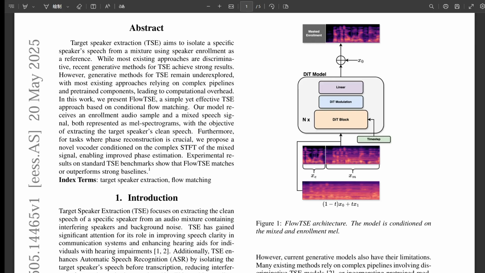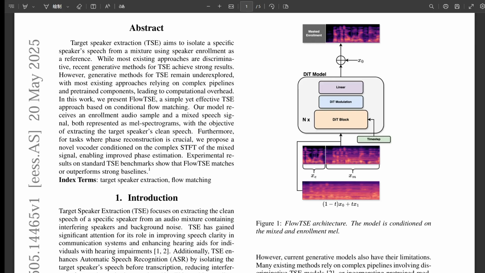It's important. The architecture itself uses building blocks common in sequence modeling, like diffusion transformer blocks, adapted for this flow matching process. They use things like adaptive layer normalization to handle the time aspect of the flow. And how does it use the speaker's voice sample? Crucially, the parts of the model processing the mixed audio are allowed to attend to or look at the parts processing the enrollment audio. That's how it incorporates the target speaker's unique vocal characteristics to guide the separation. The final output is the predicted clean mel-spectrogram for the target speaker.